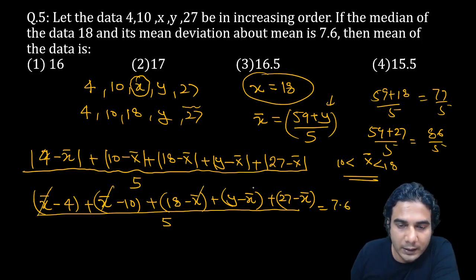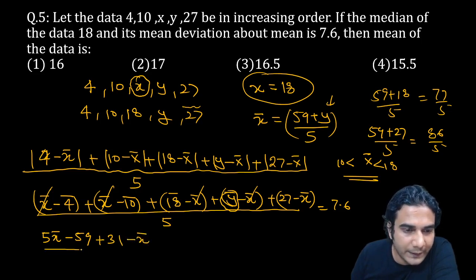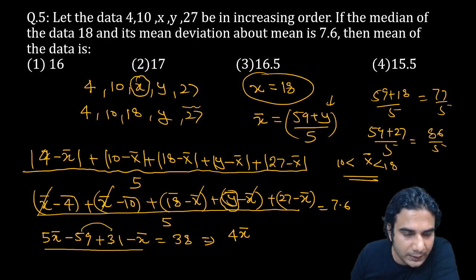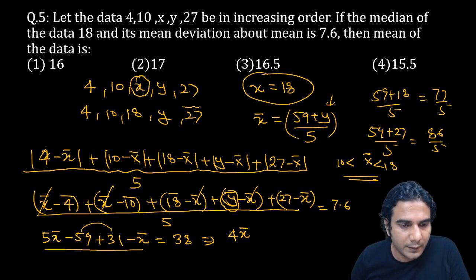The x bar terms will get cancelled. You can put the value of y in terms of x bar, so it will be 5x bar minus 59. Now add these numbers: minus 4, minus 10, 18 and 27. So y is 5x bar minus 59, and minus 4 minus 10 is minus 14, plus 18 is plus 4, and plus 4 and plus 27 is plus 31, and minus x bar is also there. Let's cross multiply: 5 multiplied by 7.6 is 38. Now you can see it will be 4x bar, and if I subtract 31 from 38, what is this number going to be... 28, I think, yeah, 28 I'll get.